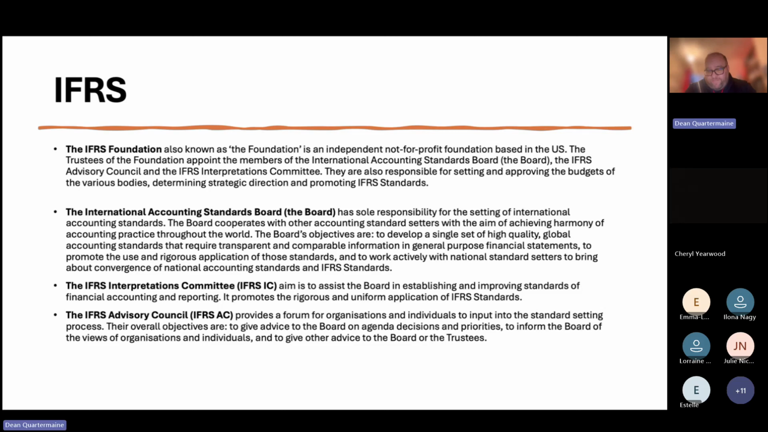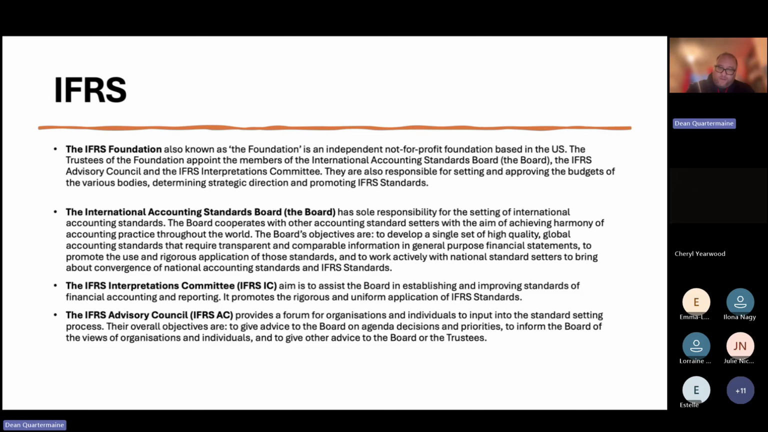So the drive from most territories is to move towards IFRS. So move away from individual country-specific GAAP, generally accepted accounting practice, and move towards one single set of financial reporting standards. That's the drive, and that's the direction of travel. Some people are getting there quicker than others. So obviously, from a UK perspective, we've mandated that listed companies use IFRS.